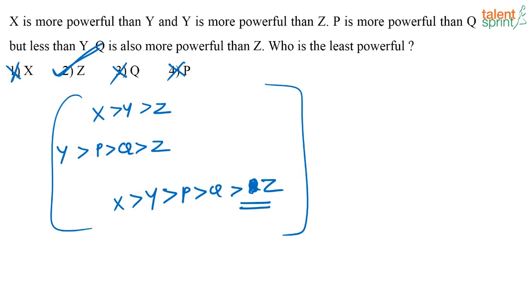Eliminate the options. You know X cannot be the answer because X is more powerful than Y. You know Q cannot be the answer because Q is more powerful than Z. And you know P cannot be the answer because P is more powerful than Q. So the only logical option has to be option Z. Even if Y was given as one of the options, it is given Y is more powerful than Z, so you can eliminate Y also.